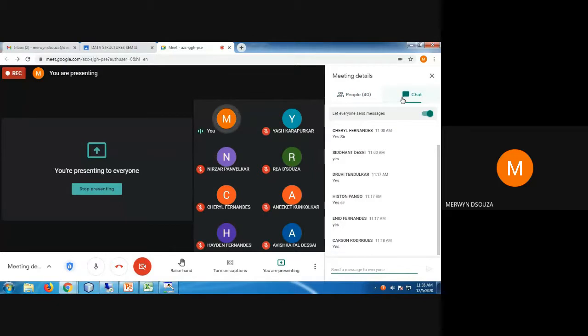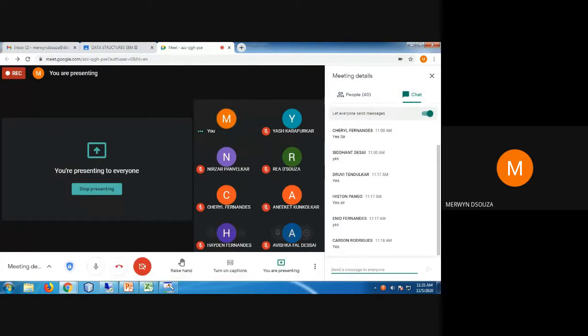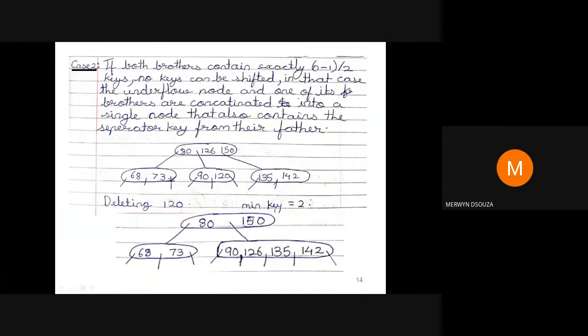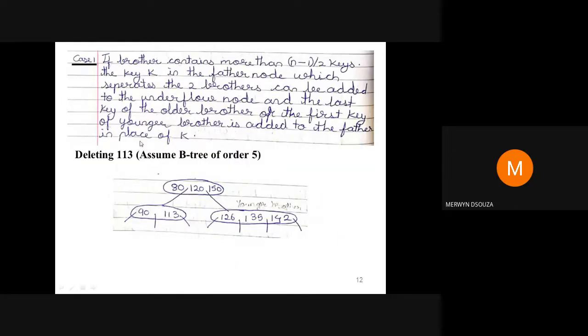Now the third and the fourth case are repetitions of these two cases. They are basically repetitions of case 1 and case 2. So if you have understood both these cases, these are the basic cases, then you have understood the rest of the two cases as well.